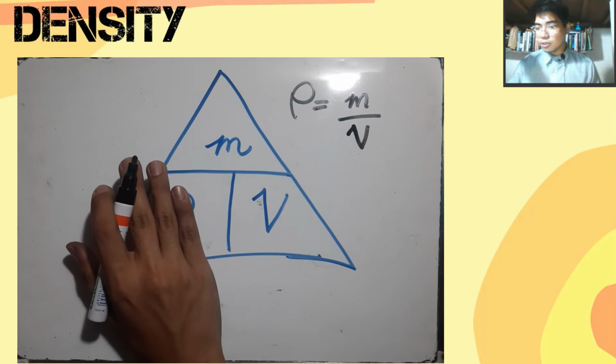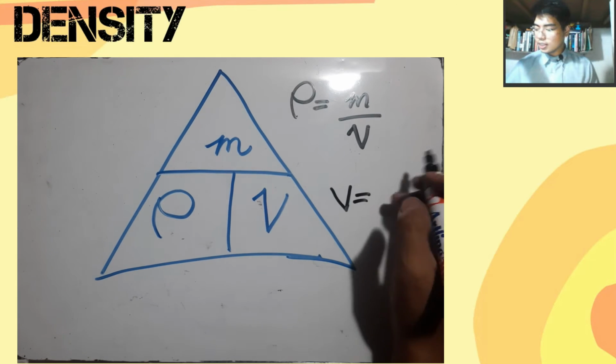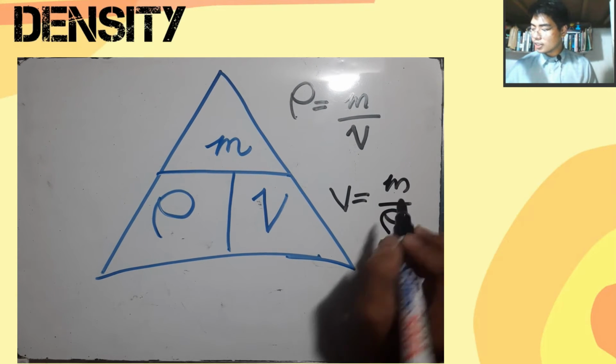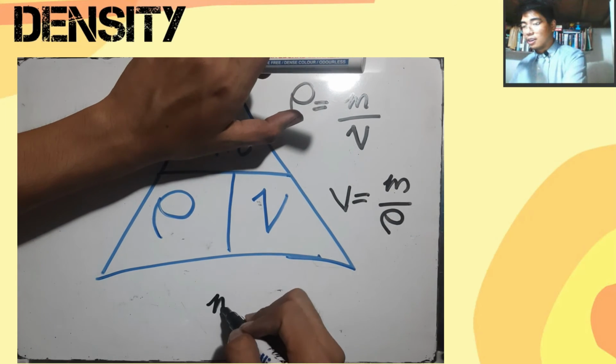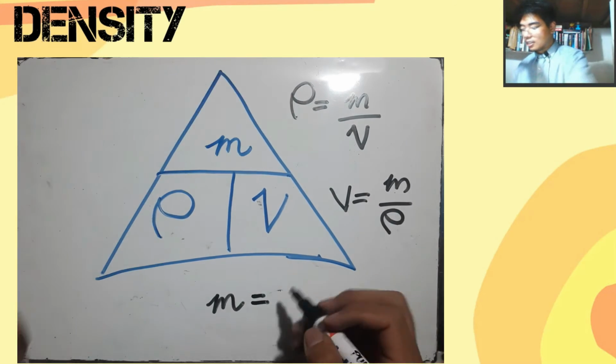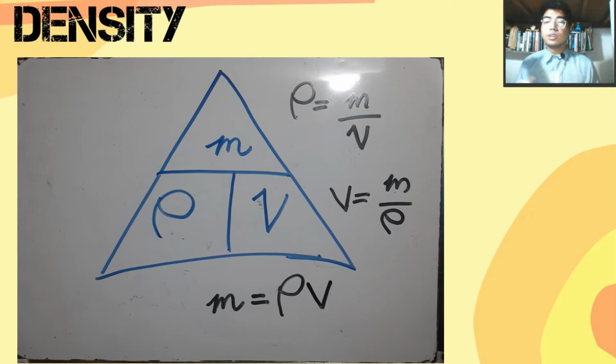Then, if we're going to look now for the volume, the formula that we are going to use is mass over density. And lastly, if we want to know the mass of this material, we are going to multiply density with volume. So these are the different formulas that we can derive from this triangulation. This is just a guide to every single one of you on how you're going to navigate answering different types of questions related to the concept of density.